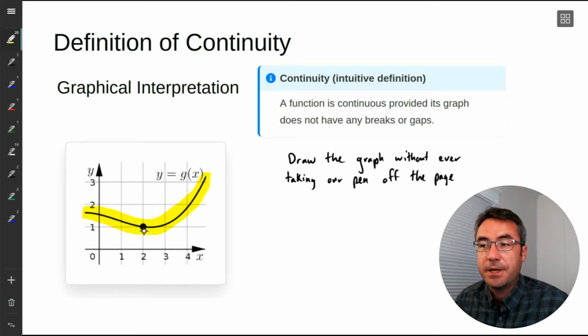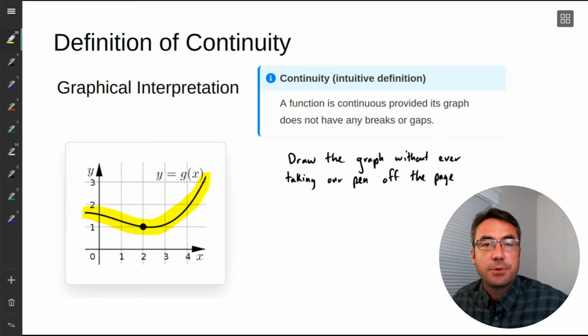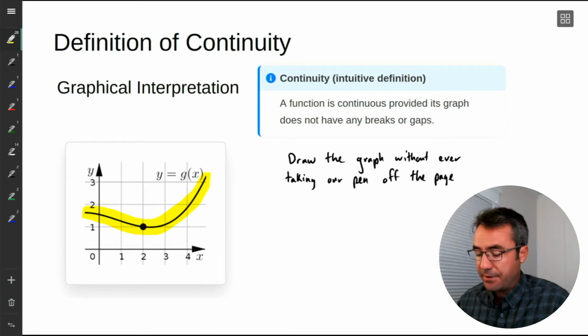And specifically, we have this one point indicated, x equals 2. There's no break or jump in our graph at x equals 2. So specifically, this graph looks to be continuous everywhere, and in particular, at x equals 2, it's also continuous. All right, so this is just the graphical interpretation. Let's get to the actual definition here.